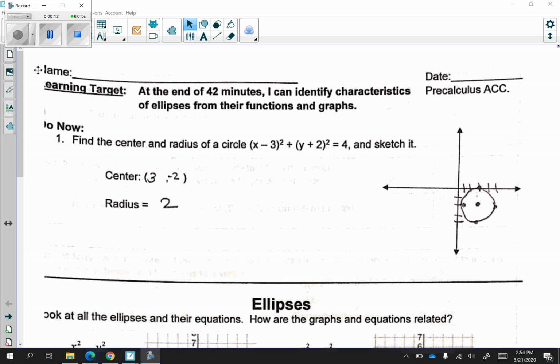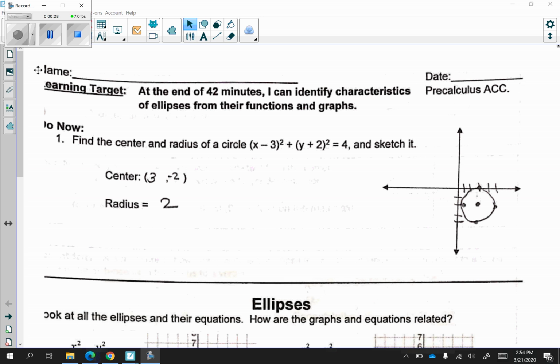Number 1, find the center and radius of the circle (x minus 3) squared plus (y plus 2) squared is equal to 4 and sketch it. So this is a circle. Remember, to find the center, you take the opposite signs: 3 comma negative 2. And the square root of 4 is 2, which is your radius.